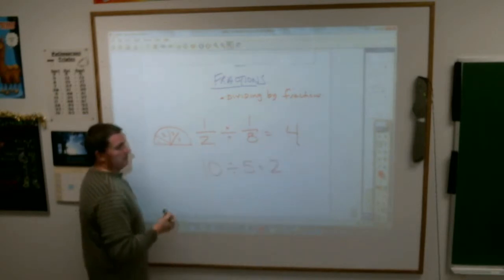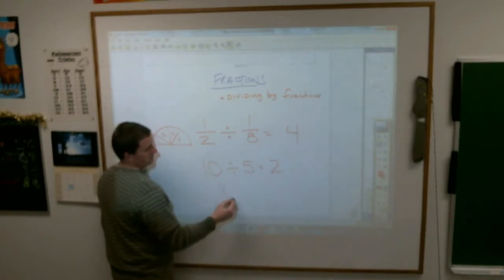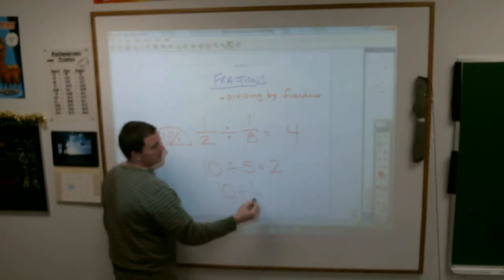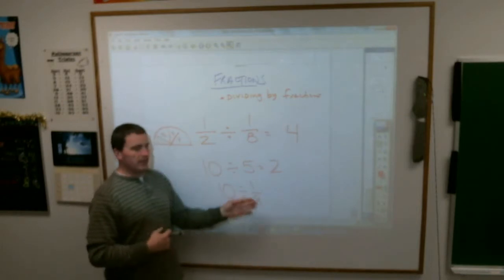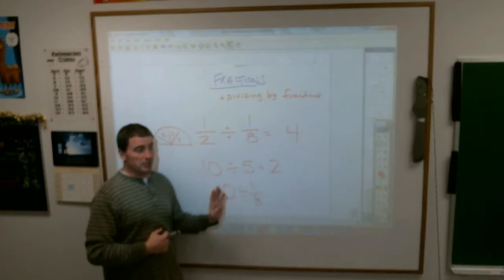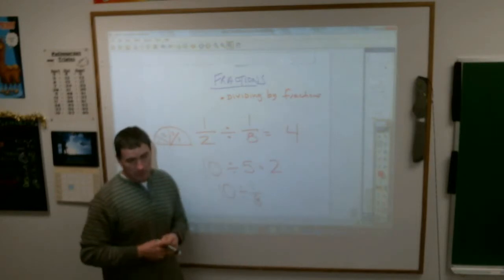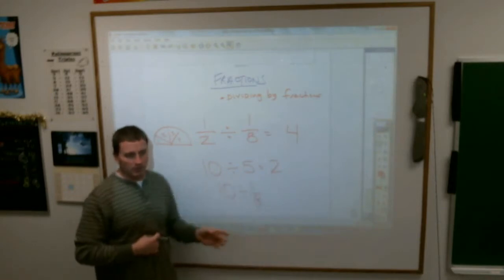Here's another example. We won't do it. Just, if you have 10 pizzas and you divide them all into 1/8 pieces, what is 10 divided by 1/8? Or how many pieces will you have? If you take 10 pizzas and cut them all up into 1/8 slices, how many pieces of pizza will you have at the end of all that, Amy?